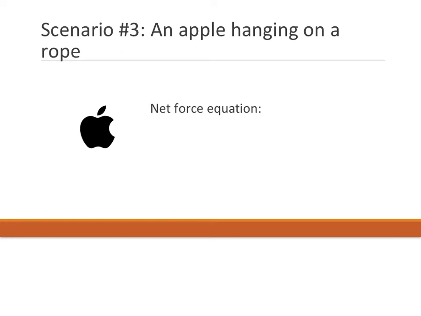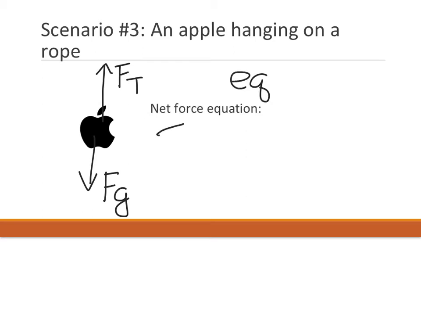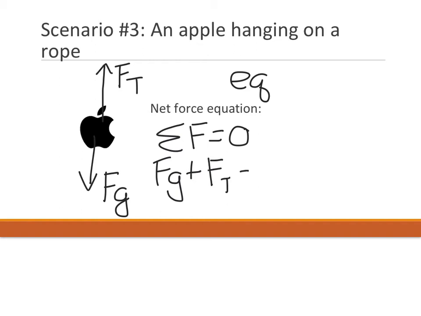Now we have an apple hanging from a rope. So I still have gravity. Now I have force of tension up. So think to yourself, is this thing in equilibrium? Yes, it is in equilibrium. So we need to use our equation, total force equals 0. Now we have force of gravity plus force of tension equal to 0.